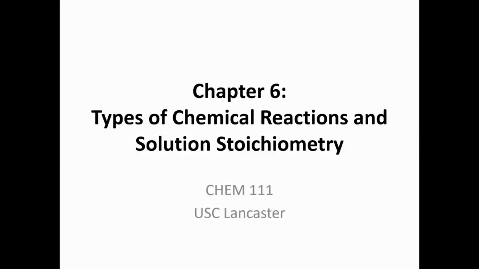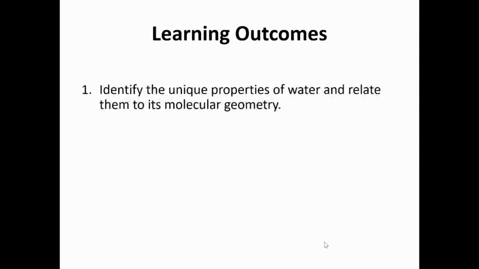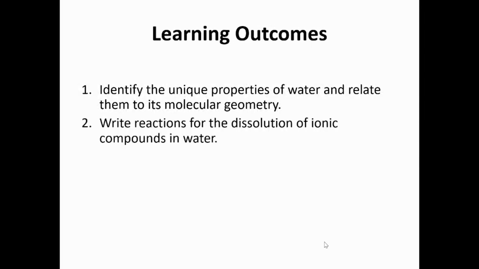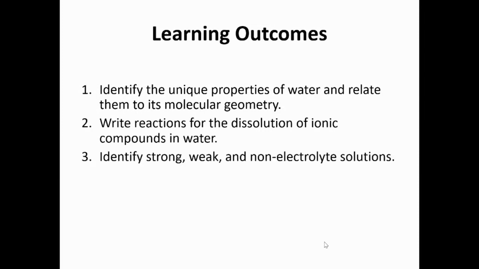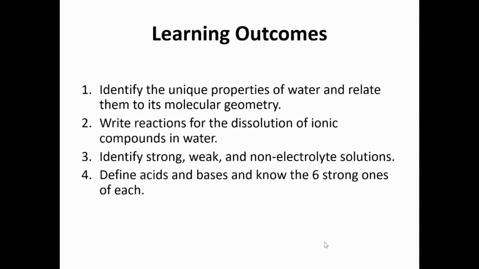In this lecture, we're going to talk about Chapter 6, Types of Chemical Reactions and Solution Stoichiometry. We'll cover the unique properties of water, and we'll relate those properties to the molecular geometry of water. We're then going to write chemical reactions for the dissolution of ionic compounds in water. We'll look at the strong, weak, and non-electrolyte solutions.